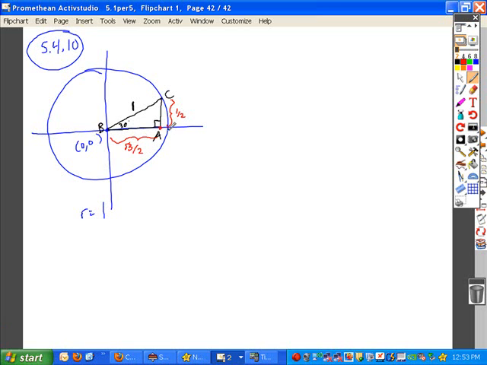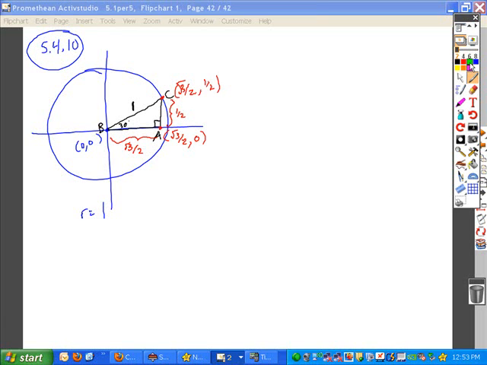Well, this allows you to find the coordinates for A. It has an x-coordinate of root 3 over 2 and a y-coordinate of 0. Point C has an x-coordinate of root 3 over 2 and a y-coordinate of 1/2. Again, just looking at those distances on the right triangle. Does everybody see that? So now what you can do is you can look for the next triangle.